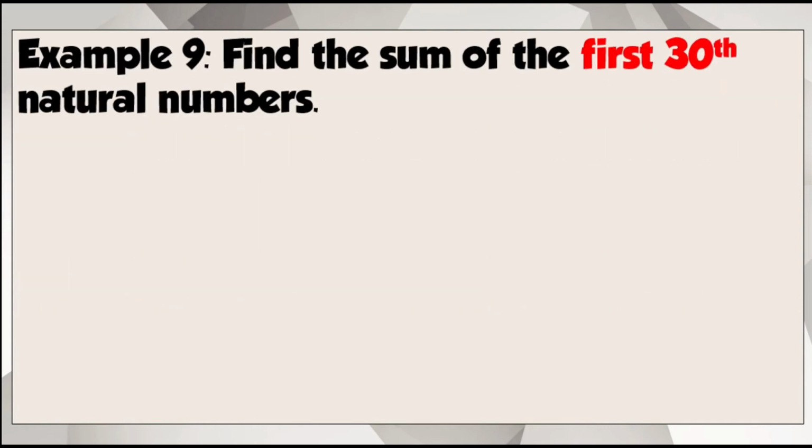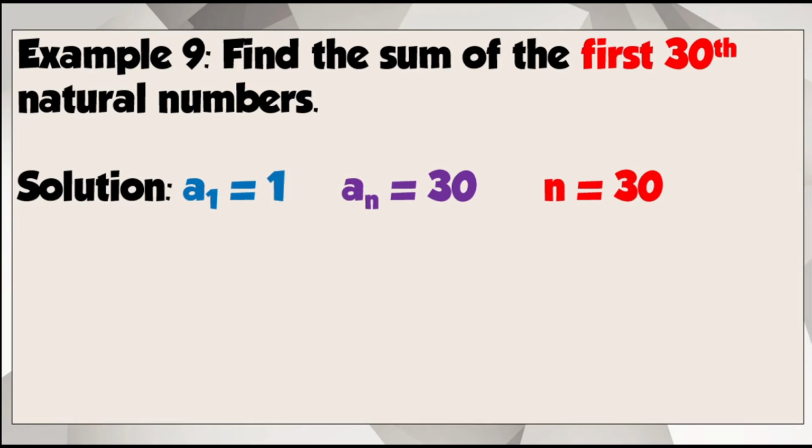For the next example, let's find the sum of the first 38 natural numbers. In this case, the exact terms in the sequence are not given, so you have to recall what a natural number is. Natural numbers are numbers that start with 1: 1, 2, 3, 4, and so on. We're going to find the sum of the first 38 natural numbers. Let's write down the givens. Obviously, a sub 1 is equal to 1, the last term is 30, and the number of terms, of course, is 30.